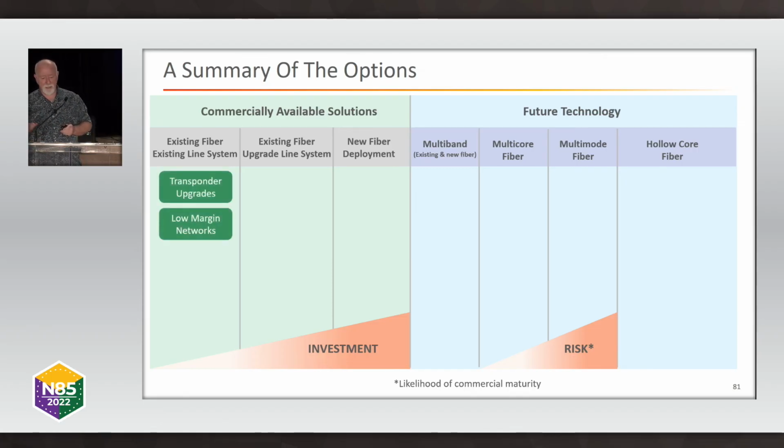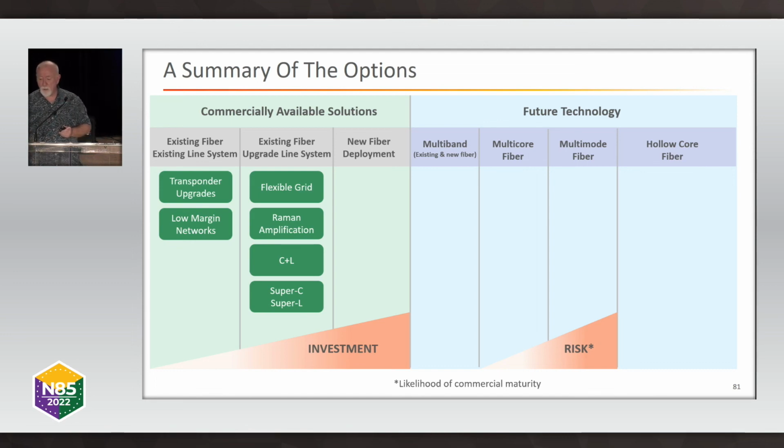So on the left-hand side there, the commercially available solutions, transponder upgrades. I didn't cover it here because it's quite a complex topic, and it's very dependent on the individual fiber pair operator, but it's about reducing the margins on your network. Some operators still have lots of safety margin in their networks, and by reducing that, you could potentially get a lot more capacity.